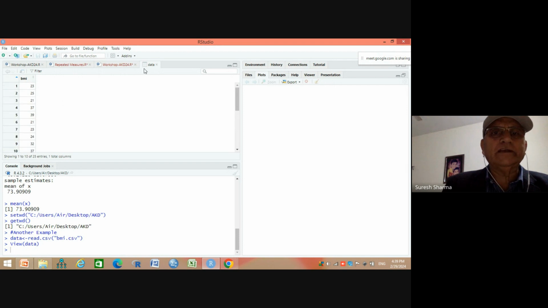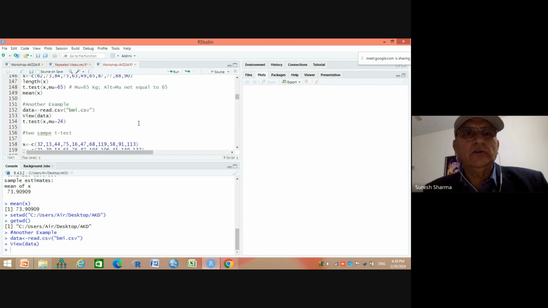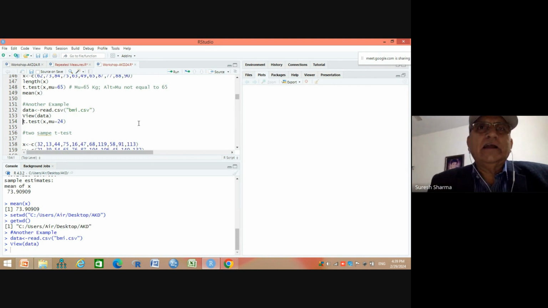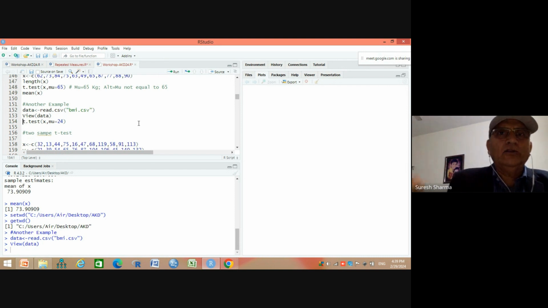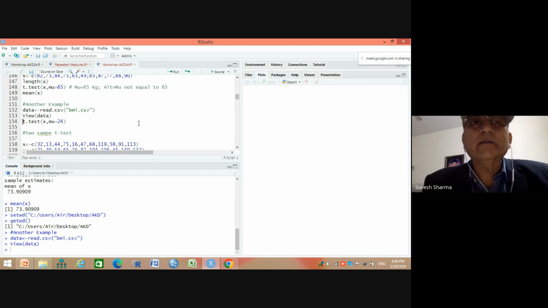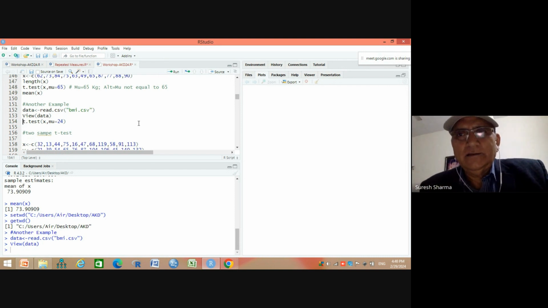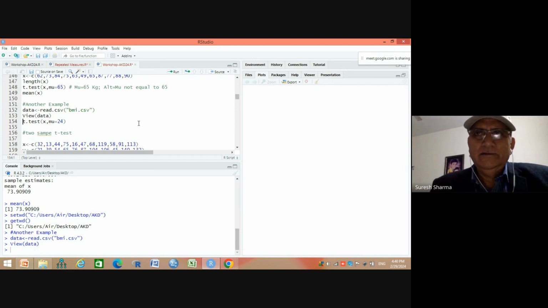Now what we want to test is whether these people have a normal BMI level or they are moving towards obesity. That is the entire crux of the problem. Whether they have a normal BMI level or they are moving towards obesity, right? Now, what is the normal BMI level?